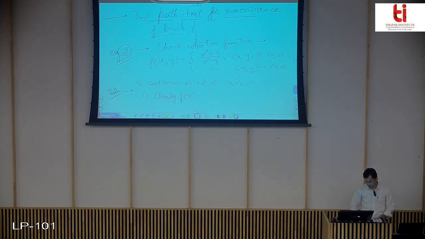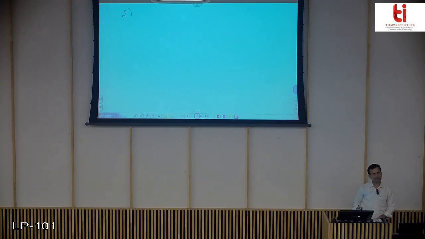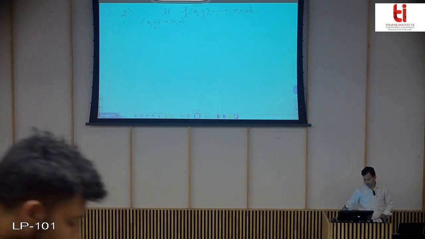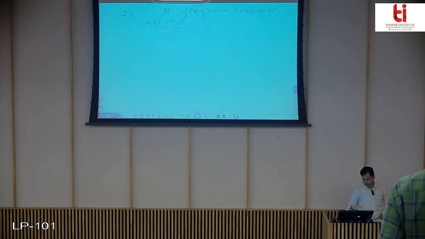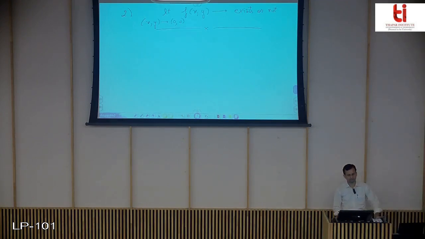clearly f is defined at (0,0) as given above. You can see the function is defined at (0,0), so the first condition for continuity of the function is done. Coming to the second condition, we need to check whether the limit at the point (0,0) of this function f(x,y) exists or not. So this is the second point which we have to consider: whether the limit of the given function exists at (0,0) or not, the second condition for continuity.